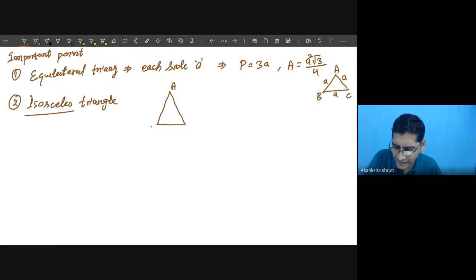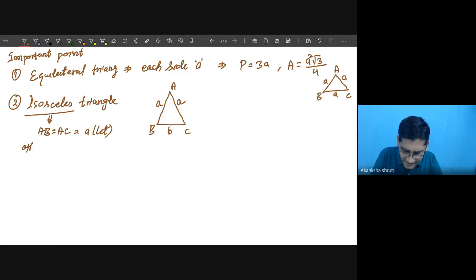Consider this as A, B, C. Okay? So in an isosceles triangle, the two side lengths will be equal. Two side lengths you may consider as A, the other side length as B. It simply means AB is equal to AC. Call this as A and the other side BC as B. Okay, it is like this.